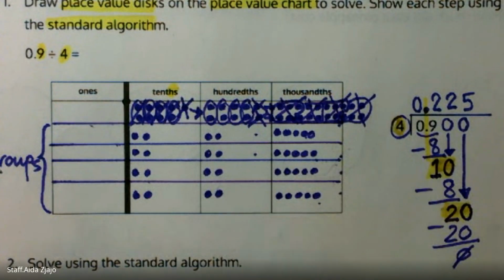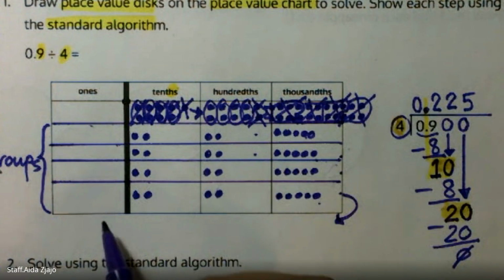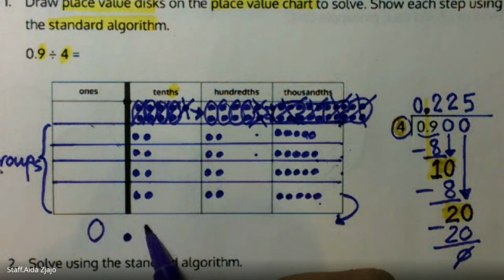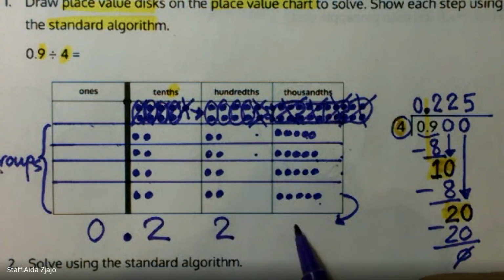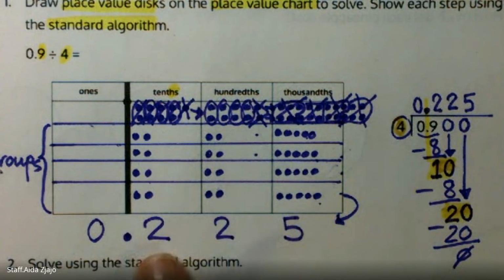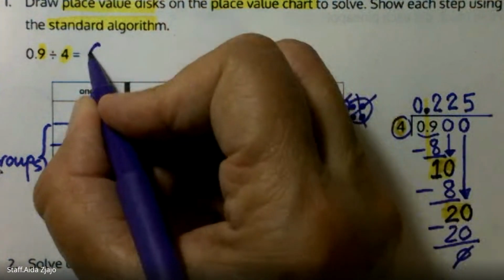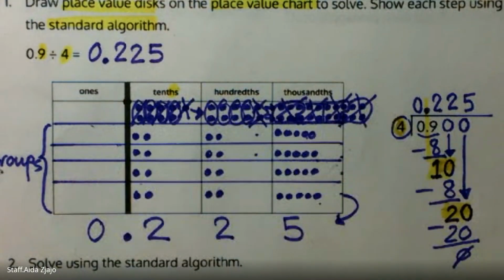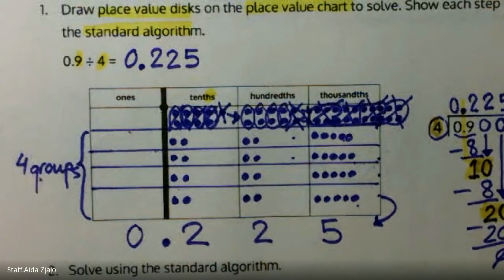Now my job is to find how much is in each group. If I show you this, there are no ones, so that's 0. There are 2 tenths, 2 hundredths, and 5 thousandths. So the answer is 0 and 225 thousandths. Okay, and that was problem number 1.